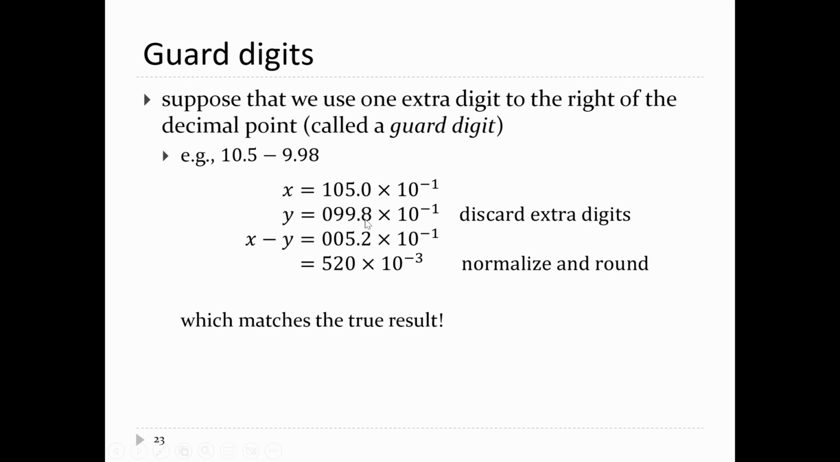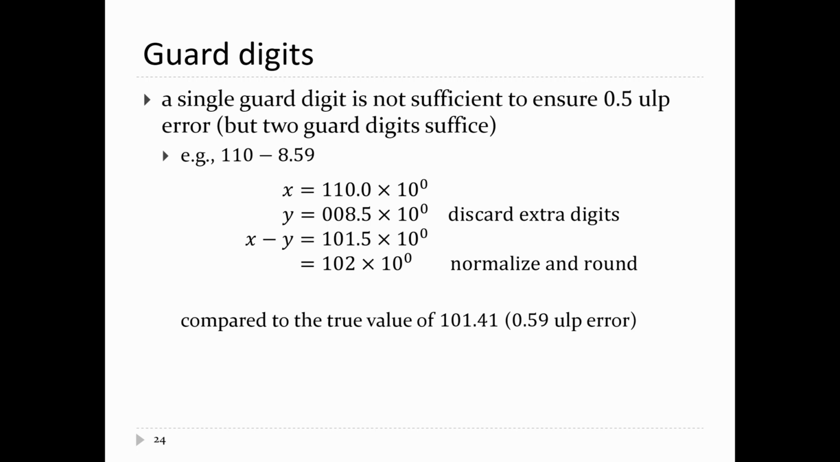Now I can keep the 8, which is nice. So now I can compute the intermediate result, which is 5.2 times 10 to the minus 1. It's an intermediate result because I have 4 digits and I need to convert it back to 3. Now when I convert this back to 3 digits, it works. I get the correct answer, 520 times 10 to the minus 3. So that's awesome. Looks like problem solved. Not quite. Almost though, but we're not quite there.